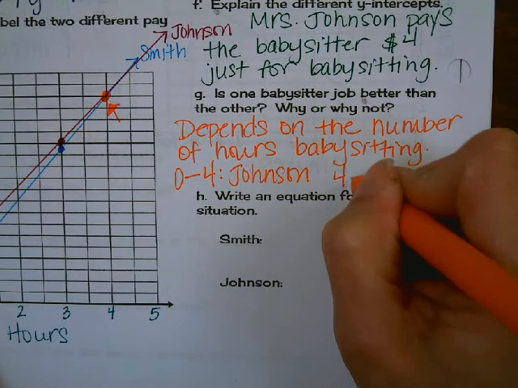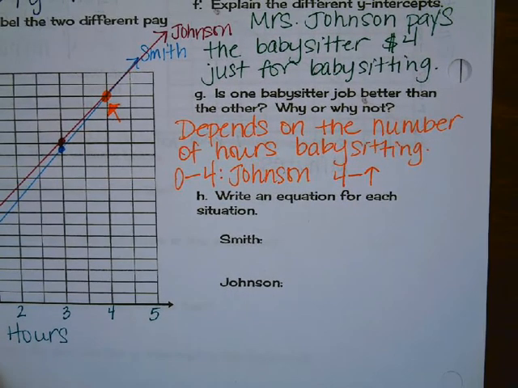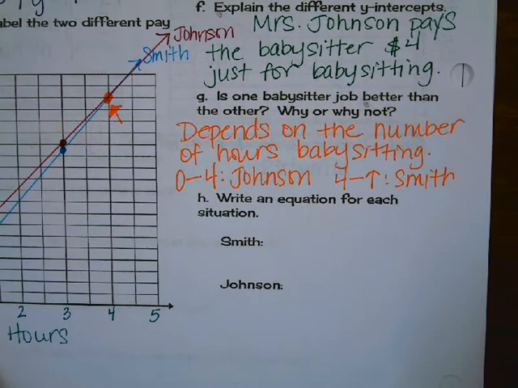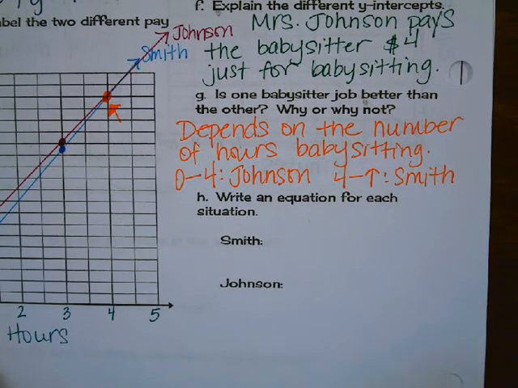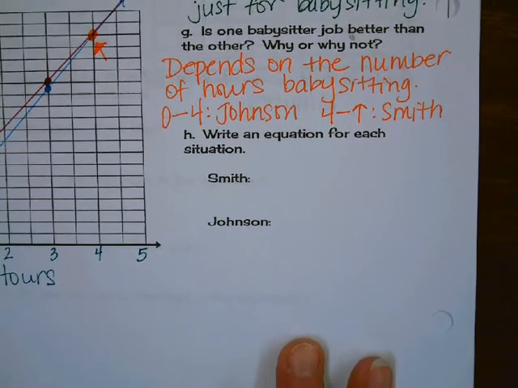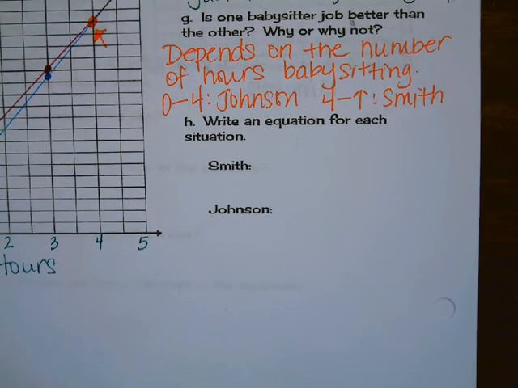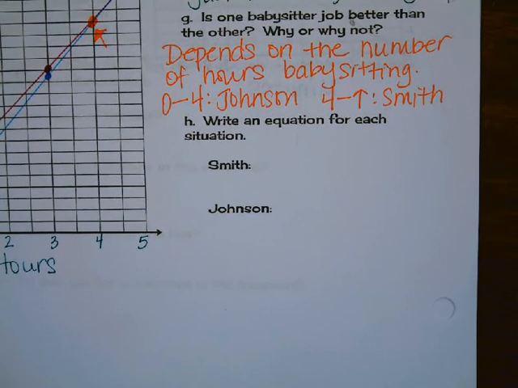So if it's between 0 and 4 hours, as it turns out, Miss Johnson is the better deal. You'll get more money for babysitting. However, if it's 4 or more hours, it's actually better to babysit for Miss Smith.